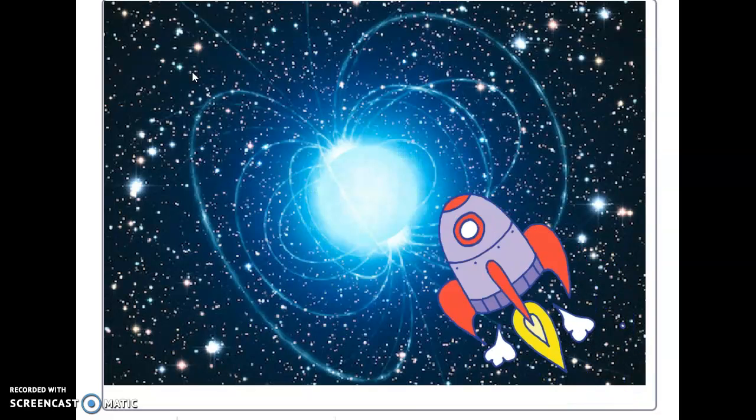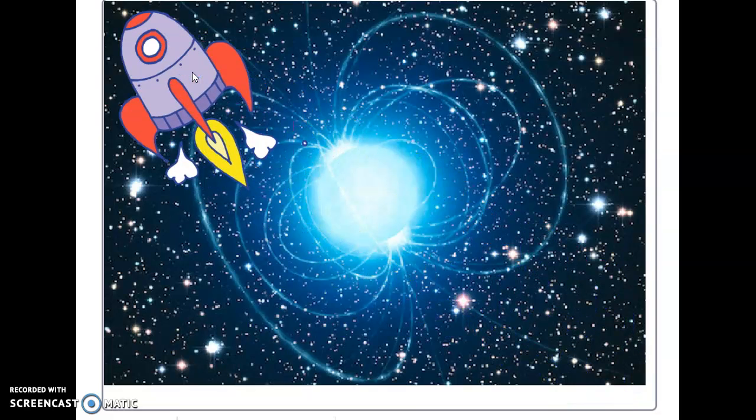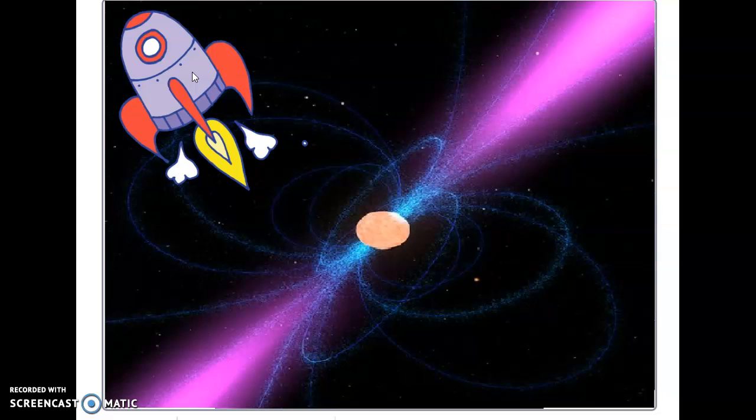This is a magnetar. A magnetar is a neutron star with a very strong magnetic field. Its magnetic field can be 3 trillion times stronger than Earth's. So far 30 different magnetars have been discovered. Example, soft gamma repeater.